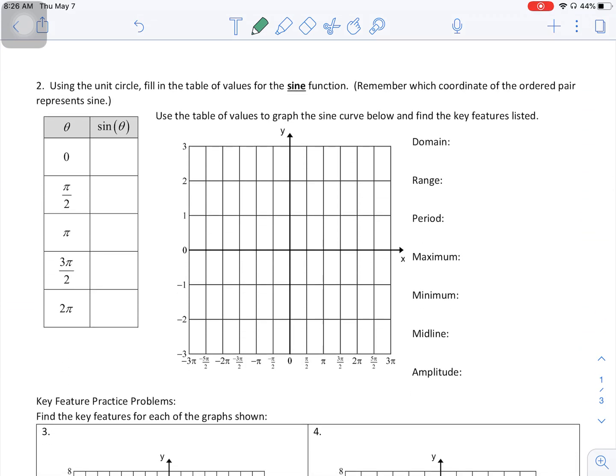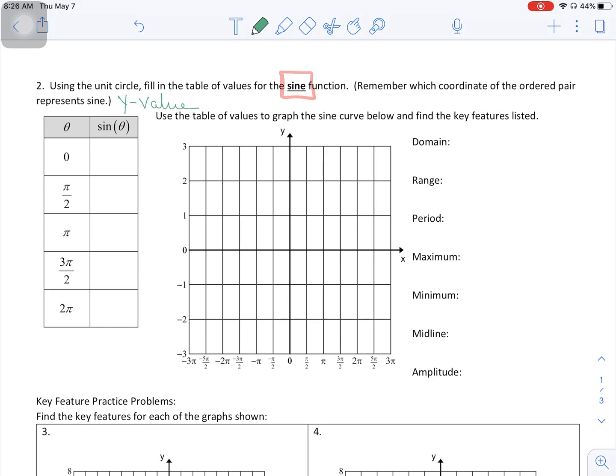By the way, the unit circle doesn't change, okay? It's the unit circle, so that doesn't change no matter what math class you're in. We're going to use that same unit circle, and we are going to graph, in this case, the sine function, okay? As a gentle reminder, the coordinate for the ordered pair that represents sine is the y value, okay?